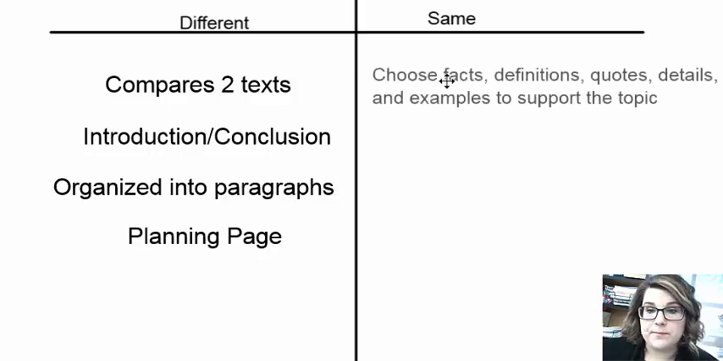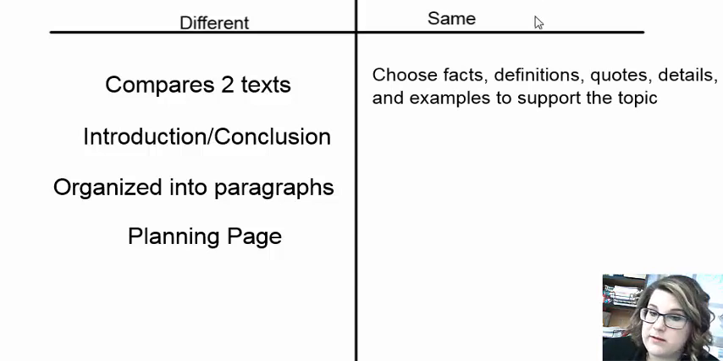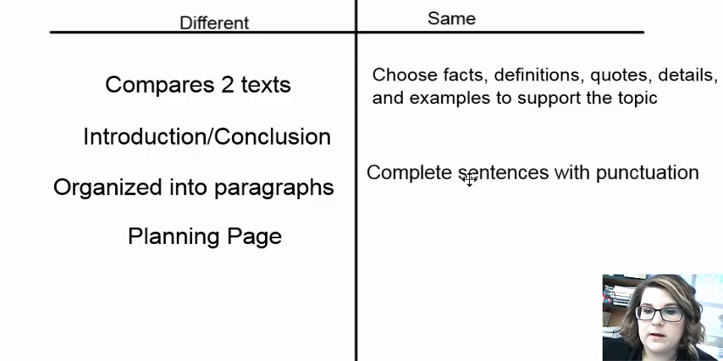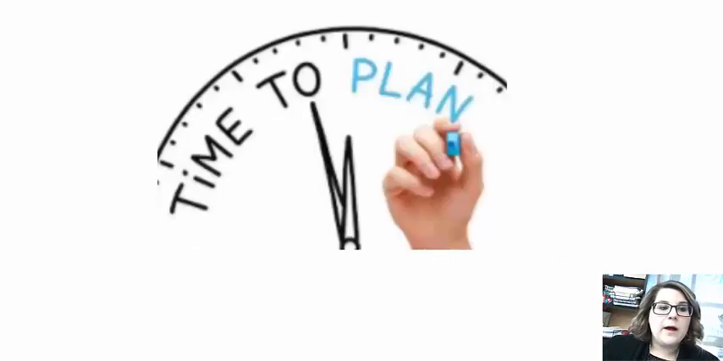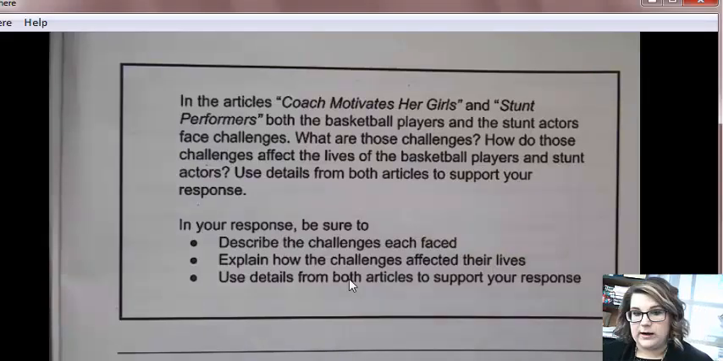Things that are the same. We choose facts, definitions, quotes, details, and examples to support our topic. Complete sentences with punctuation. And you have transition words. So a lot of what we're doing is already the same. So I want you to watch me while I show you how to first use a planning page for the following questions. So we've got a demonstration question here.